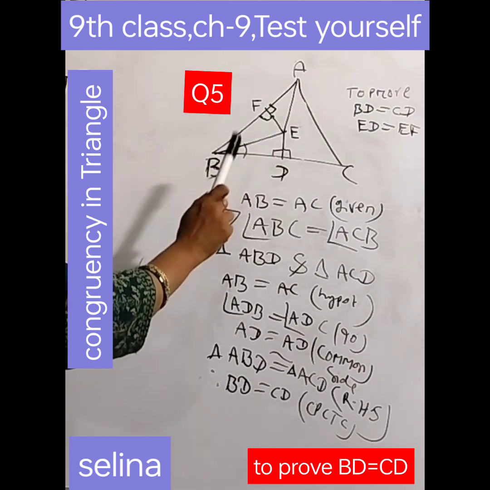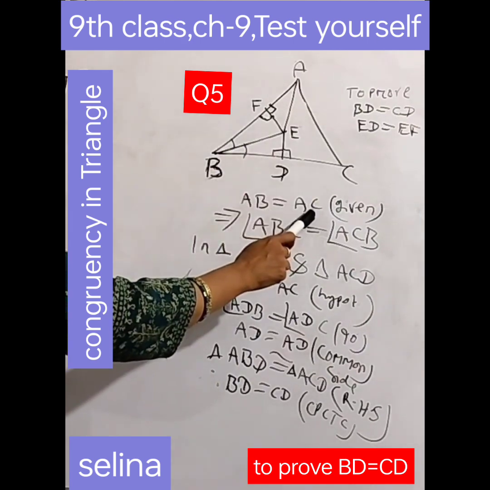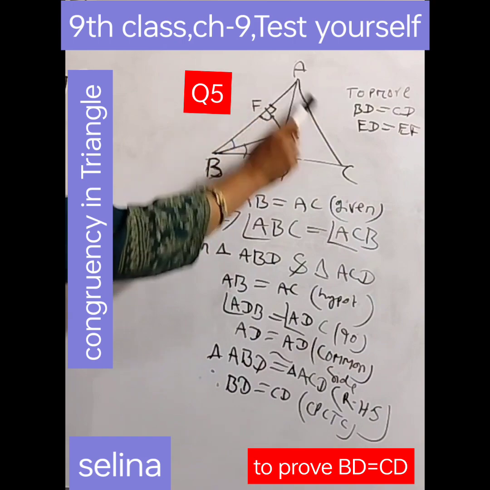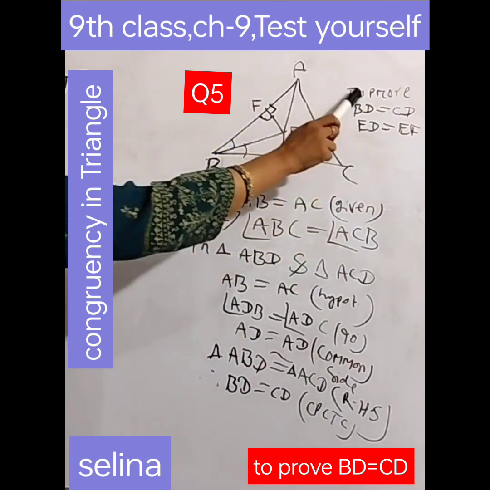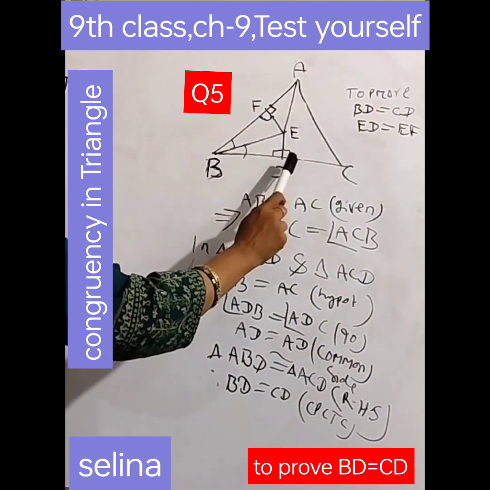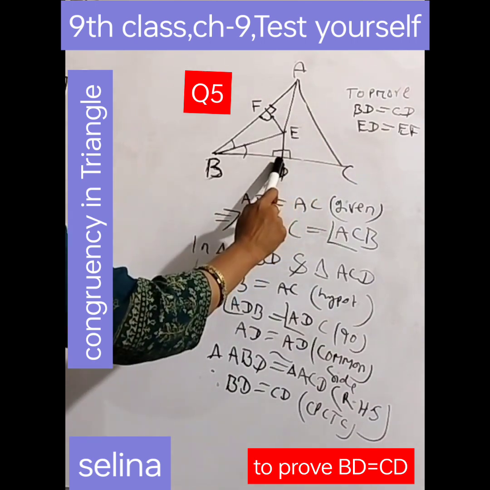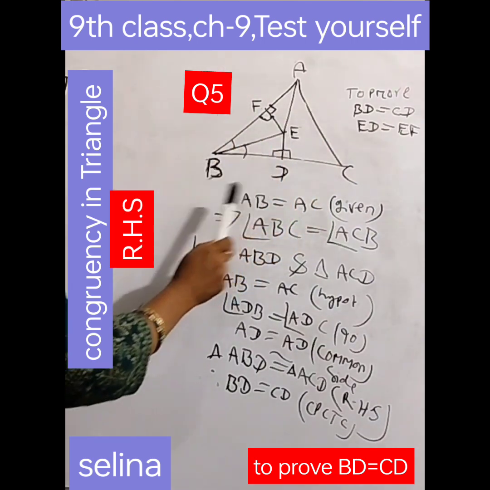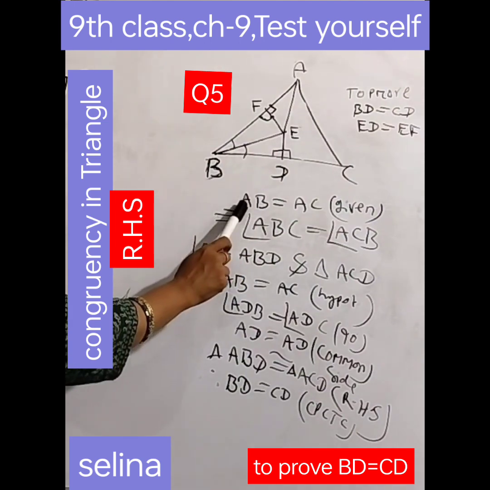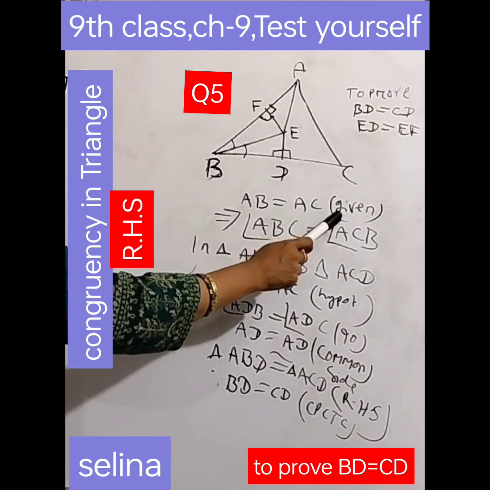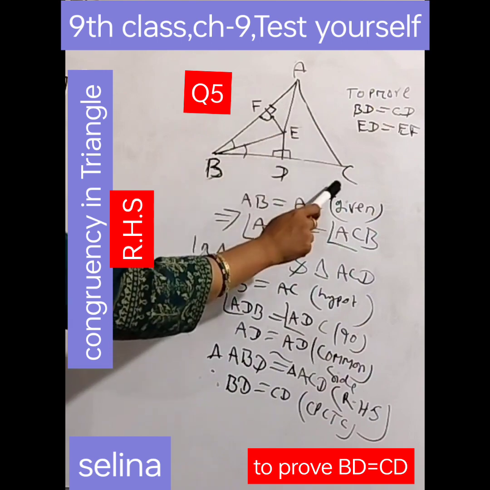Now, given AB equal to AC. This is AB equal to AC, given. To prove BD equal to CD and ED equal to EF.